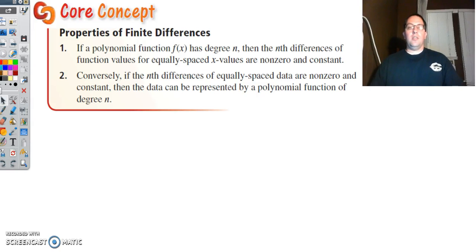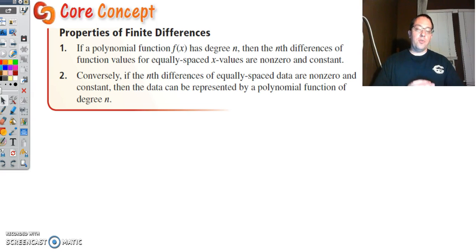Hello class. Today what we're going to talk about is how to model real-world information with polynomial functions. So given a bunch of real-world data, how can we come up with a polynomial function that will model that data and that we can use to make predictions and things like that with.